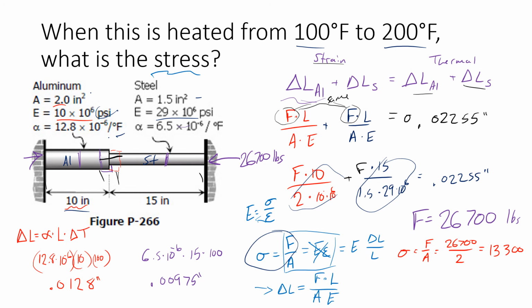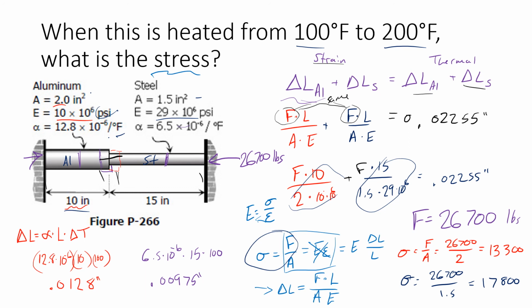And then for steel, it's going to have the same force, 26,700, divided by 1.5, because it's a little more narrow. And that's going to have 17,800 pounds of stress, PSI of stress. And that's how you're going to do a problem like this.